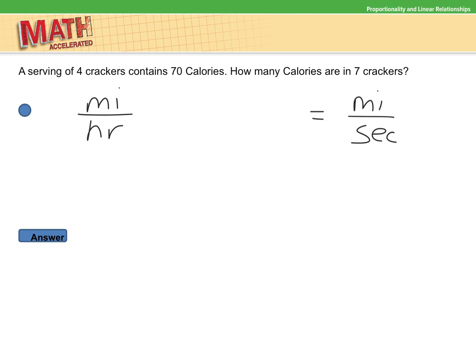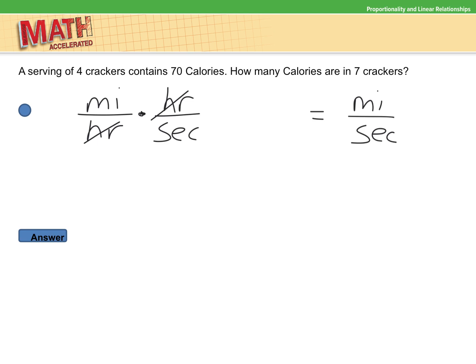How many seconds were in an hour? 3,600. Now, does hour need to go on the top or on the bottom? It needs to go on the top, and then seconds went on the bottom. Okay, because why did we do that? So the hours cancel out. Okay, that was what we did with conversions.